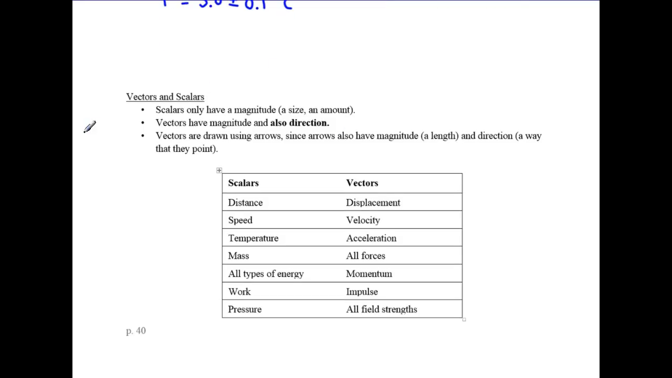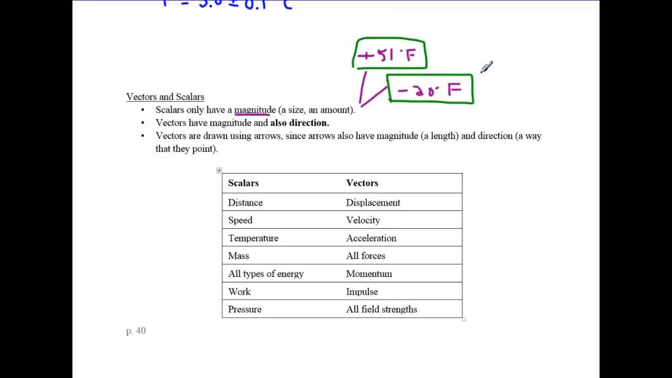Okay, vectors and scalars. We've learned about this. Scalars only have magnitude, a size, or an amount. Now the magnitude can be positive or negative. Temperature can be positive 51 degrees Fahrenheit, or it could be negative 20 degrees Fahrenheit. So simply having a negative does not mean it's a vector. Magnitudes can be below 0. You can have negative magnitude. Work is the exact same way. Work is a scalar, but you can do negative work.